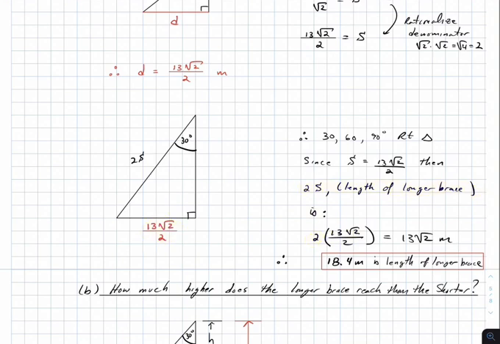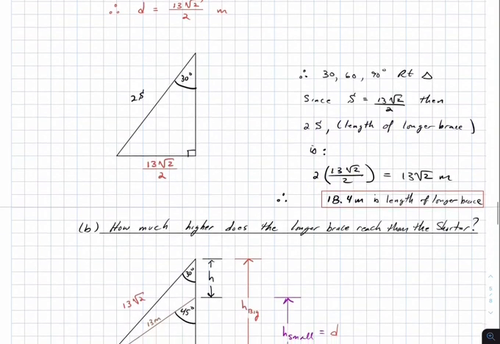Now, when you multiply and divide by 2, you have a factor of 1, right? 2 divided by 2 is 1. So our result is 13 square root of 2 meters. Now, the question asked for it in the tenths, so I reported it as 18.4 meters is the length of the longer brace.